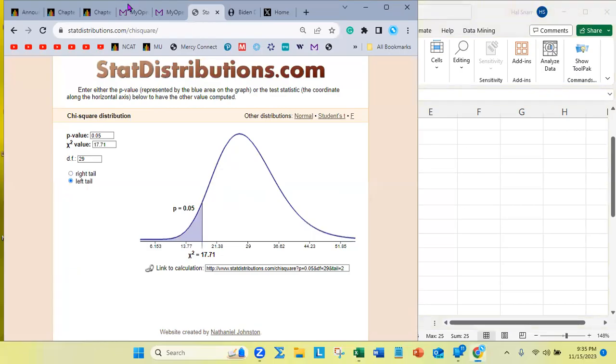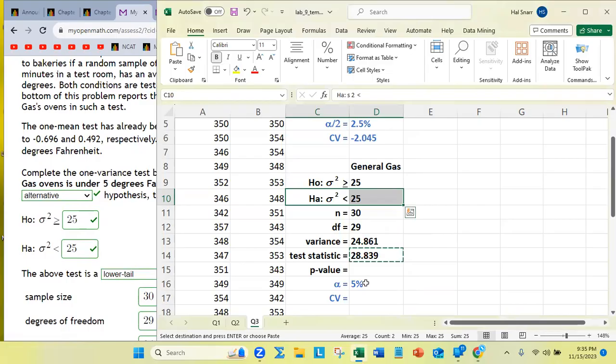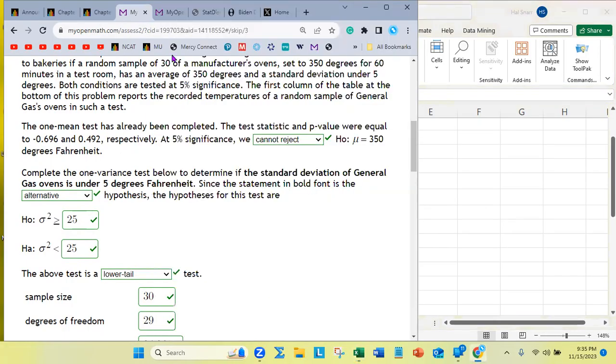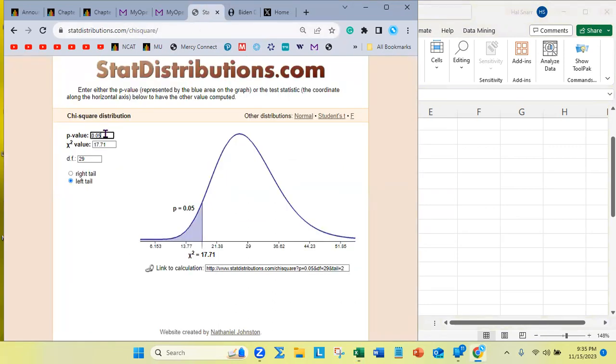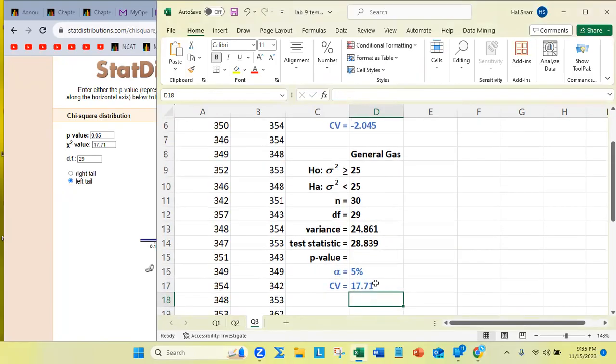The significance level is 5%. So we'll go ahead and get the critical value from statdistributions.com. The alpha level is 5%, and it's a lower tail test, so we choose the left tail. And it looks like the chi-square value is about 17.71. The degrees of freedom are 29. Okay, so that's our preliminary critical value. It's not going to be our final critical value. We're going to get it from Excel.